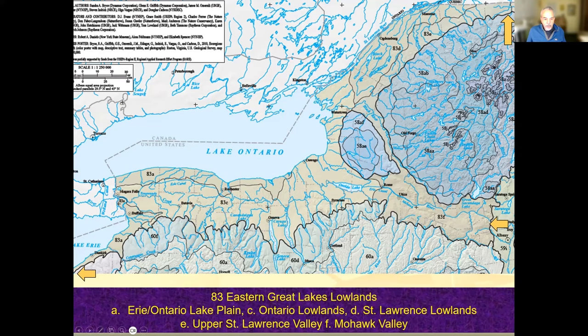So in the southwestern part, you have the Erie Lake Ontario Lake Plain, which is very flat. And you have higher hills of the Ontario lowlands, then up into the St. Lawrence Valley, which sort of transitions to the Adirondacks. And then down in the southeast, the lowlands, which have a fair amount of hills also, down to the Mohawk Valley and the Black River up to Watertown.